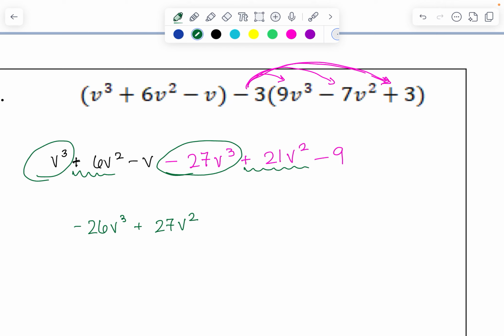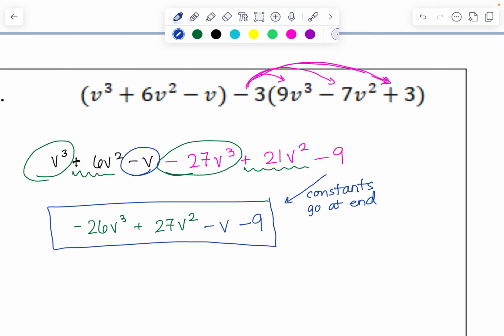And then we just got this minus v, chilling like a villain with Bob Dylan. There's no other v's. And bring down your constant. Minus 9 is your constant. Constants always go at the tail end. And this is a quartic. 4 terms, standard form. Our leading coefficient, just for the fun of it, is a negative 26. Our degree is 3 because the highest exponent is 3.